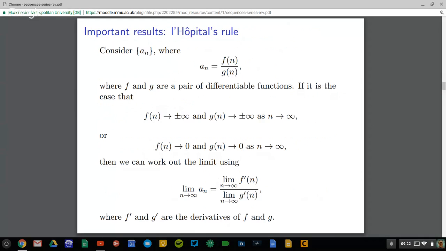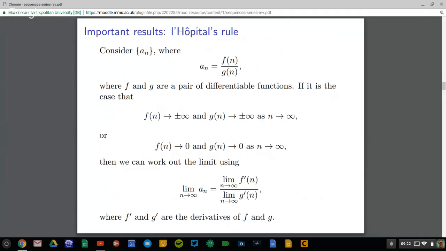There was this device called L'Hopital's rule, which we didn't make a huge amount of. I'm mainly postponing the discussion of that till we're talking about differentiation in detail. But since it is applicable to convergence of sequences, it makes sense to mention it here. So L'Hopital's rule can be applied where your sequence term, a_n, is a ratio of terms, f_n divided by g_n, where f and g are a pair of differentiable functions. Nice functions that you can take the derivative of.